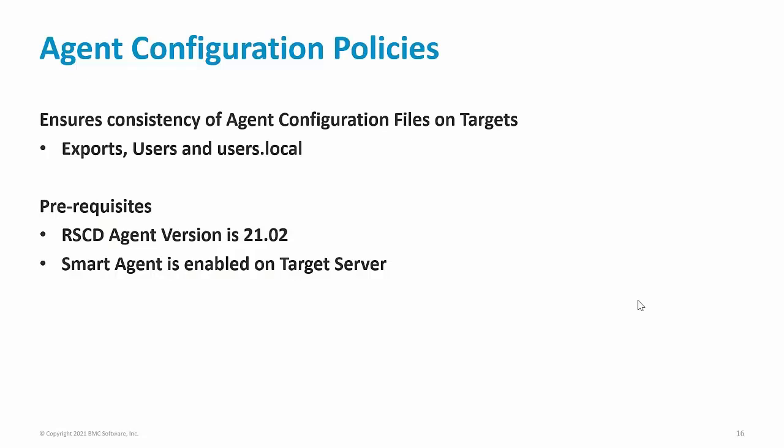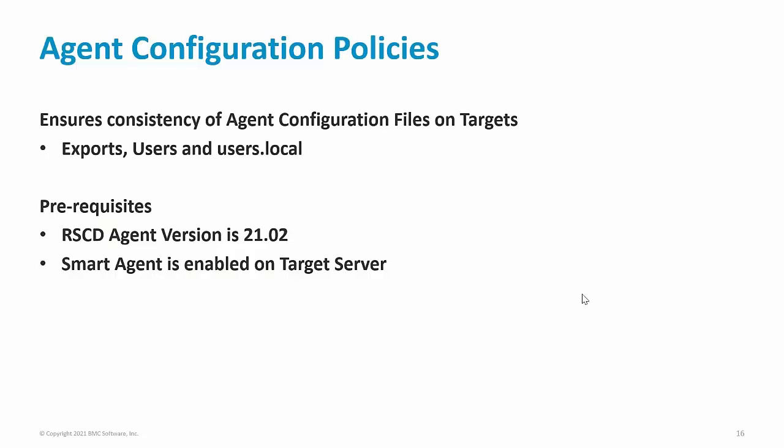TSSA performs any tasks on the target server through the RACD agent. The access of TSSA to the RACD agent is managed by the agent configuration files, that is exports, users and users.local, which is present on the target server. The administrators need to manage these ACL files and perform a periodic check on them to ensure that the ACL files are correctly configured before executing any jobs on the target servers.